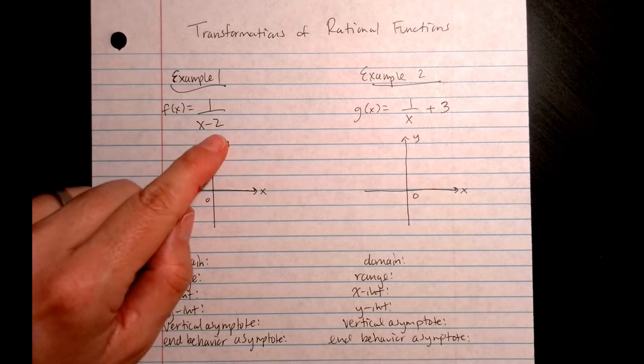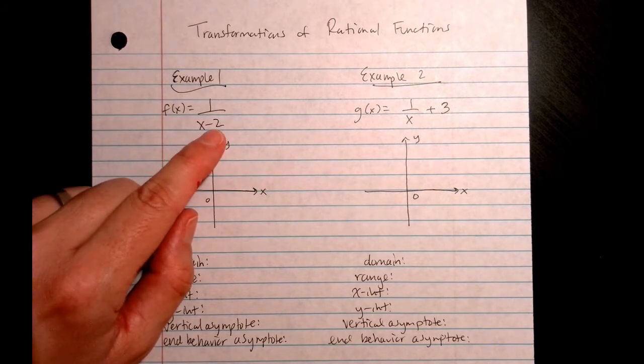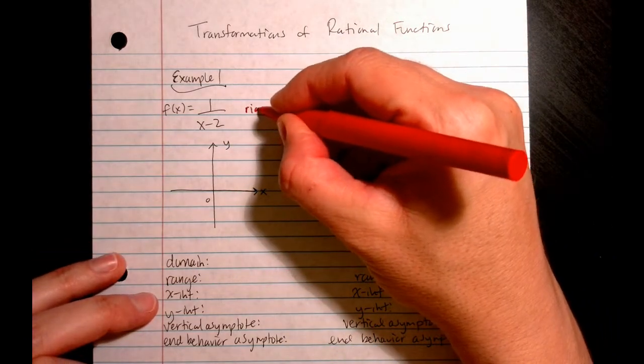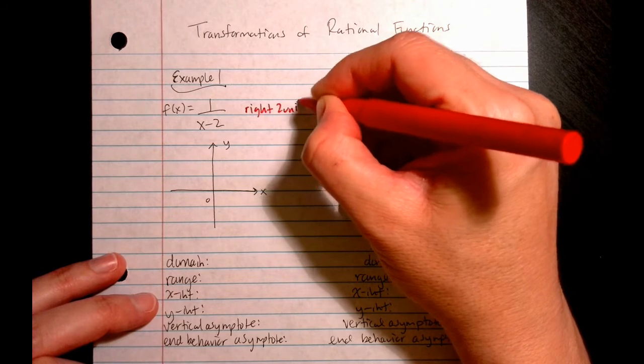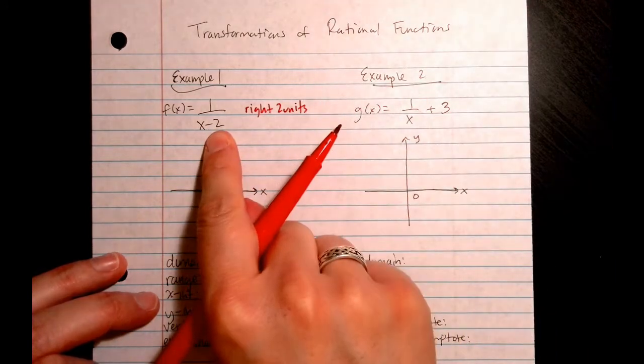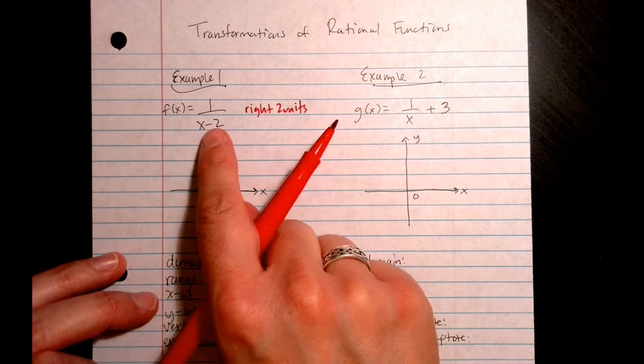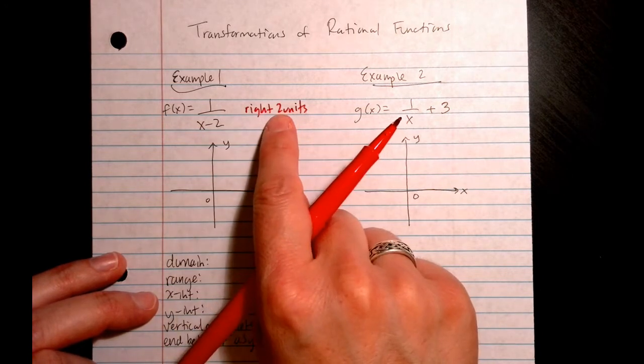Well, notice in the denominator I have a 2 and x minus 2. This is the c value. This means it's going to be moving right 2 units, because this is the c value and that's a horizontal translation, and you do the opposite of what you see. So even though it looks like it's negative 2, we do the opposite, we move it to the right.